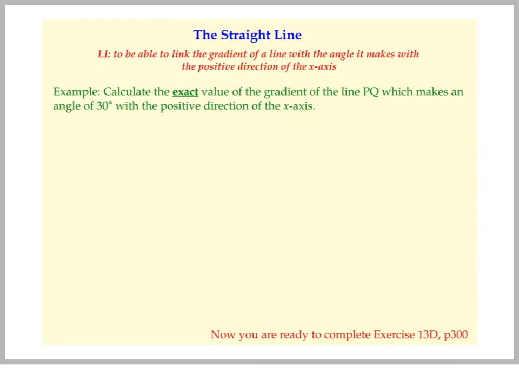Now, if you've done what you've been told and watched the video on the exact values, you will know that the gradient, m, equals tan theta. In this case, it's tan 30. You should know what tan 30 is, and even if you don't, you will. This is one of these exact values, 1 over root 3. That is the gradient of that line.